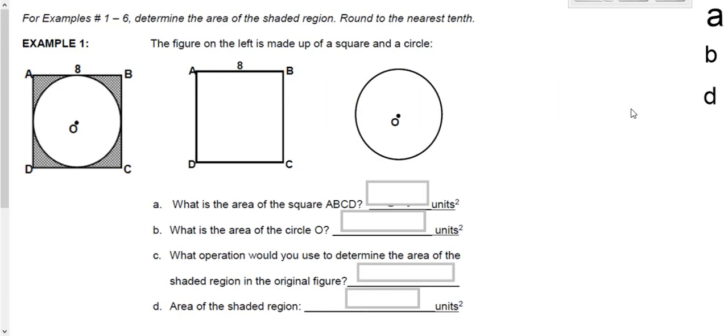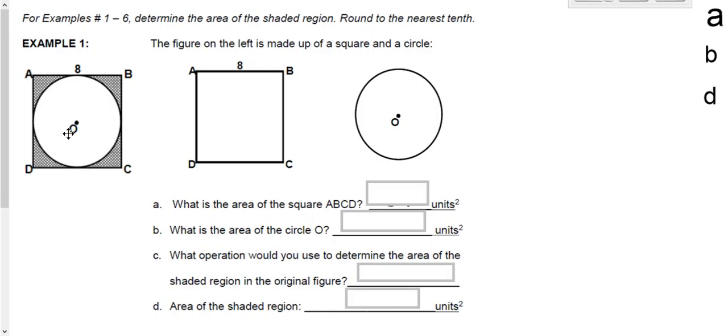So in your notes, our first example looks like this. Determine the area of the shaded region. You can see this first picture here is what we're talking about. They break it up into their separate pictures, but part of this picture is shaded, part is not. So the thinking behind this is to find the total area of this. In this case, the square is the total area.